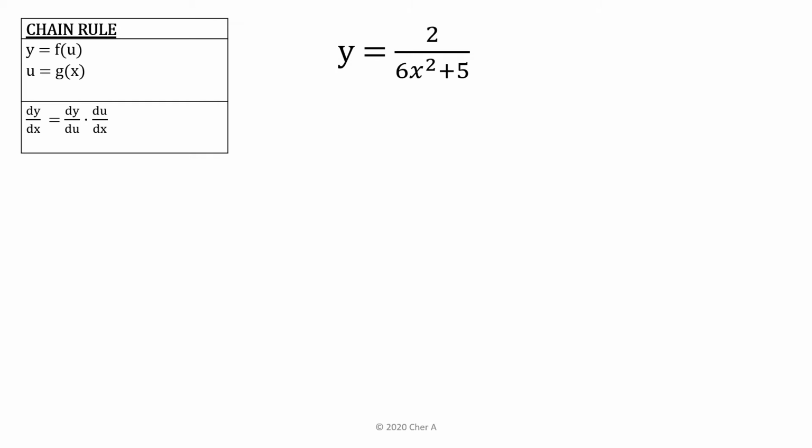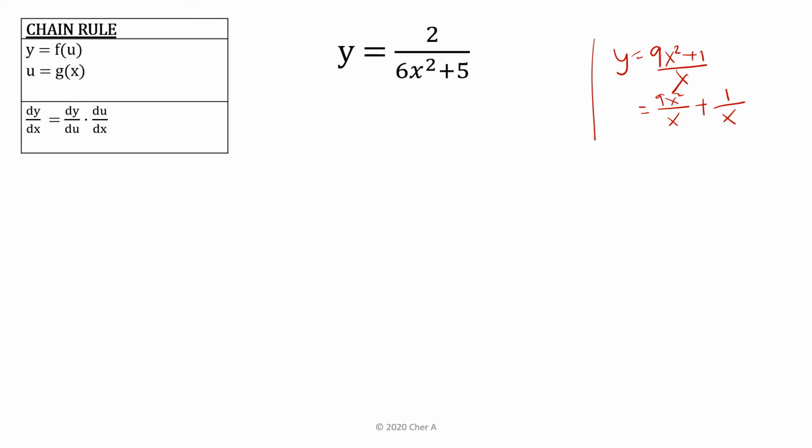Now let's look at this question: y equals 2 over 6x squared plus 5. This question, bear in mind, is different from the one we saw earlier, which is y equals 9x squared plus 1 over x. When we have 9x squared plus 1 over x, they share a common denominator, which allows them to be split up using the same denominator, with 9x squared in one fraction and 1 in the other fraction.